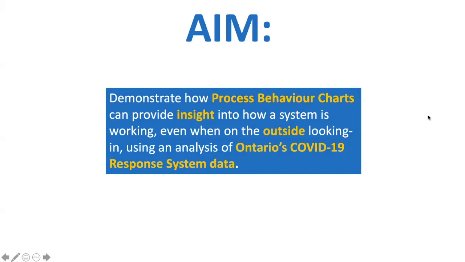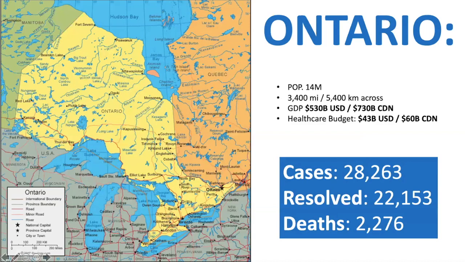Before I go any further, we've got a lot of folks from around the world who are watching this webinar. Where is Ontario? Well, it's kind of smack dab in the middle of Canada, and it's one of the most populous provinces in the country. It has 14 million people. It's about 3,400 miles, 5,400 kilometers across, has a GDP of about $530 billion US. And each year we spend about $43 billion US on healthcare. And that's a number that never goes down, it always increases.